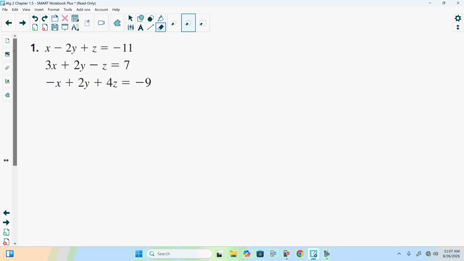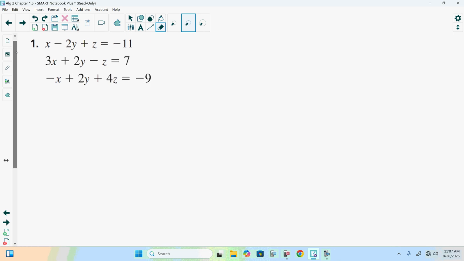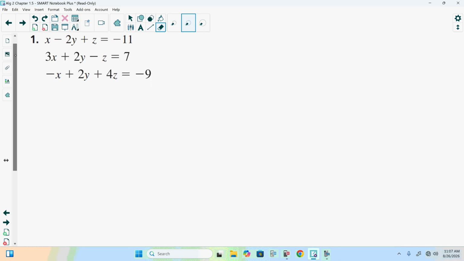X, Y, or Z, which one do we want to eliminate first? There is one that's kind of nice across all of them, yes? Why? Because we have 2y, 2y, and 2y, yes? Anytime I don't have to multiply by something, that's the one I'm always going to pick. Less work is always better.